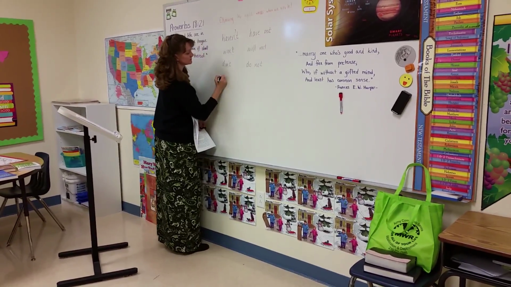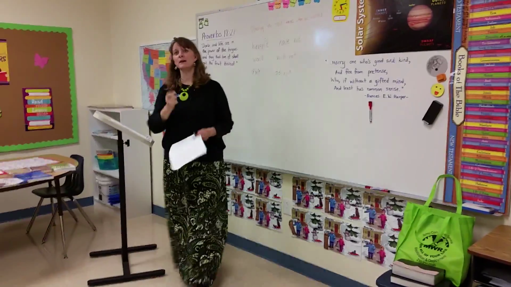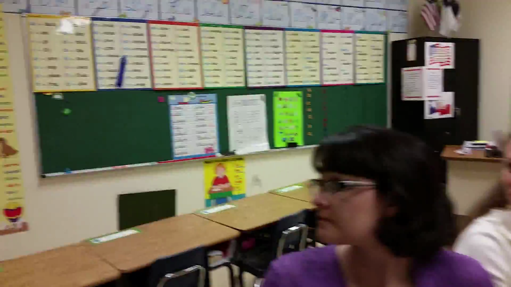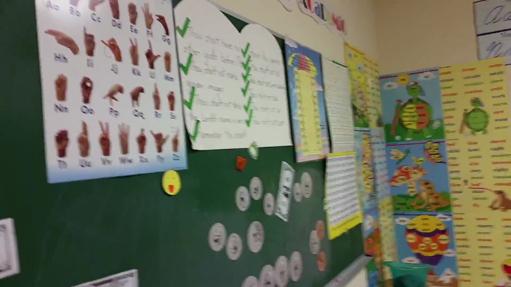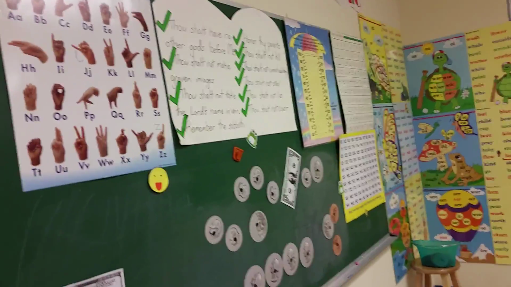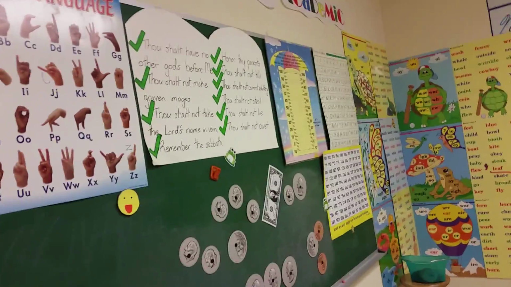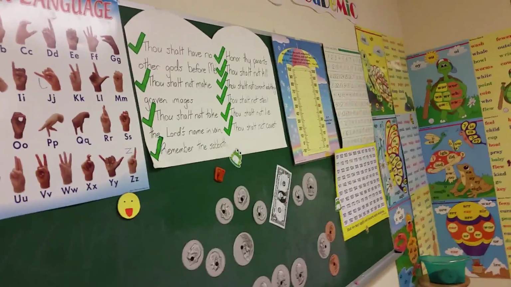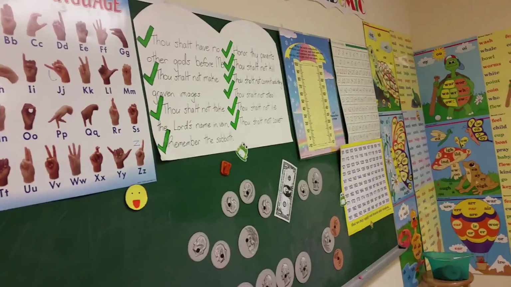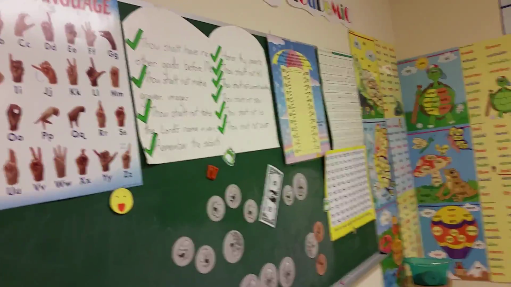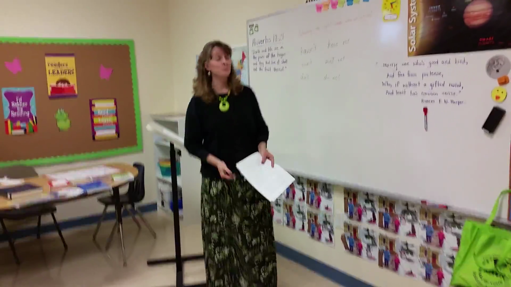Think of this one. Look at the Ten Commandments up here. They're on the board for us. Thou shalt not. Thou shalt not take the name of the Lord thy God in vain. Thou shalt not kill. Thou shalt not steal. Those are words written out completely instead of using the contraction. So God's Word is a great example for us in proper writing.